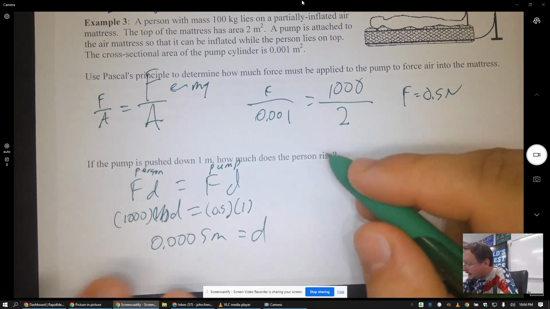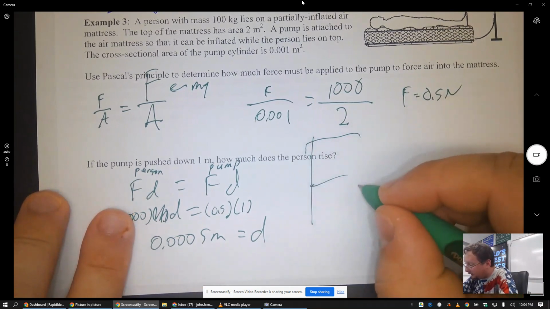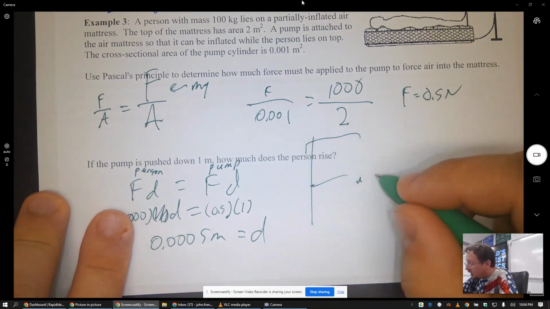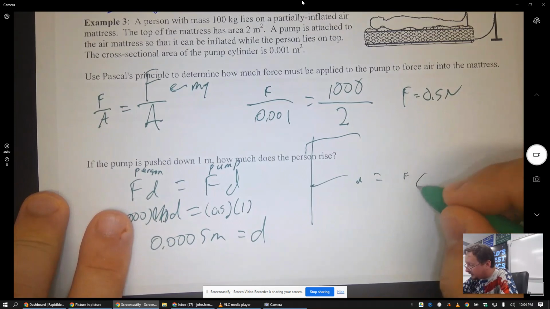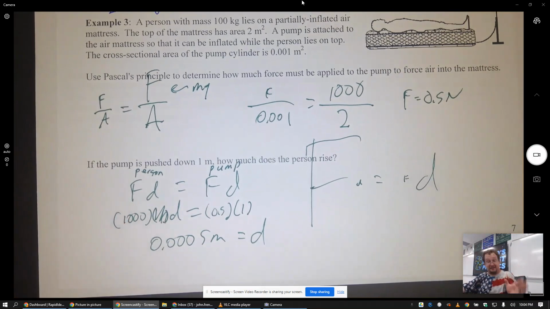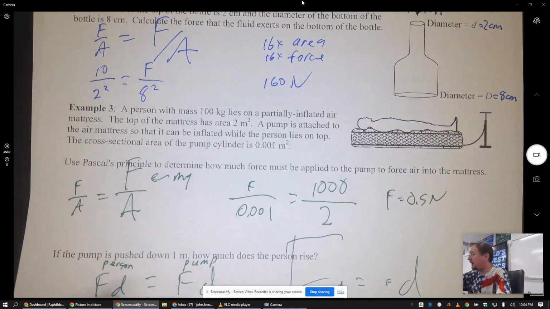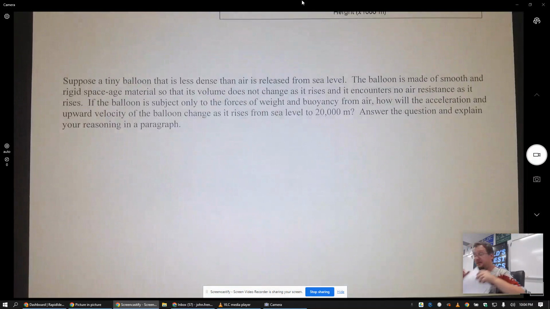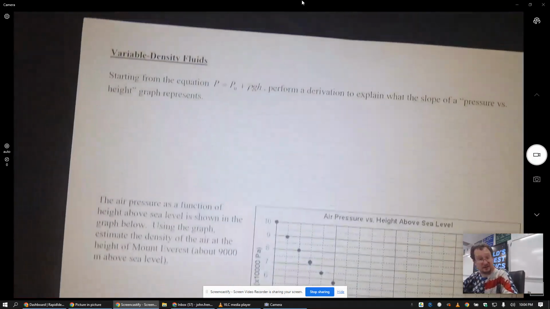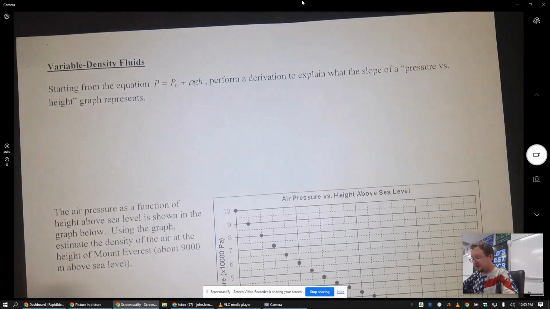So on the person side, you get a big force, but he barely moves at all. On the pump side, you have a tiny force, but a big distance. So the Pascal's principle that goes into making a pump work is a simple machine. I really want students to take that a hydraulic system, a pump system, is a simple machine.